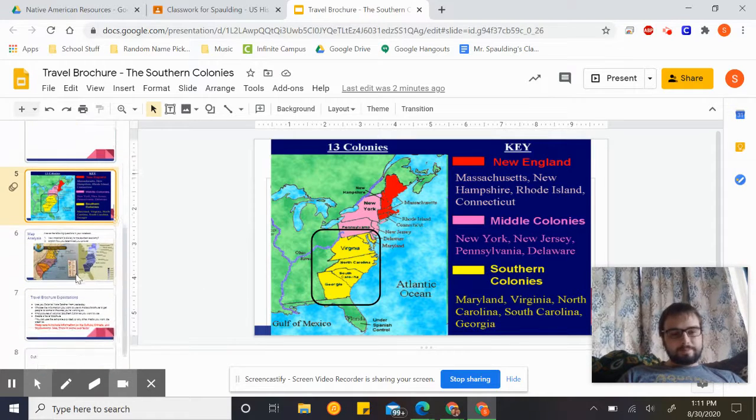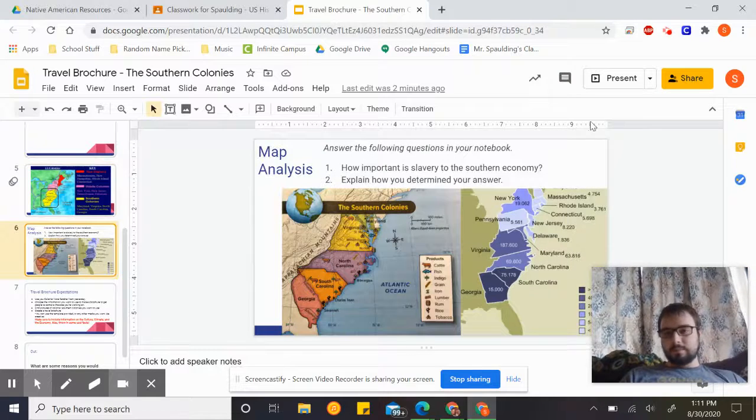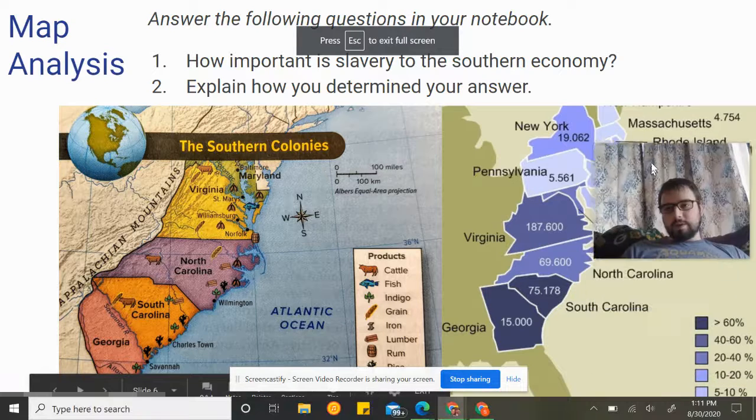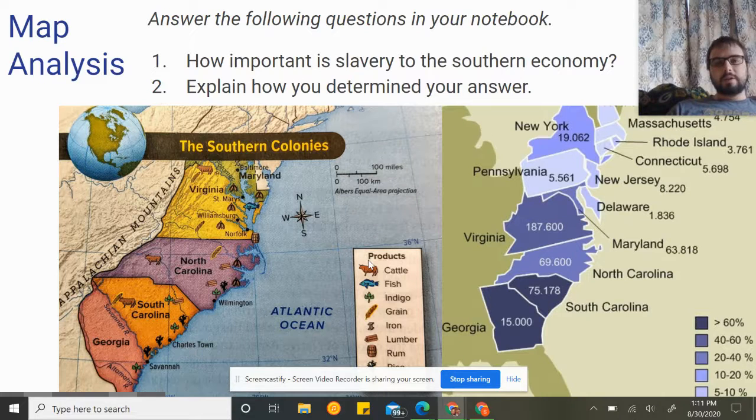All right, we're going to go ahead and take a look at that map analysis. Make this nice and big for you guys. Let's see if I can put myself up out of the way here. Perfect. Okay, so answer the following questions in your notebook, and you can do this in the classwork section of your notebook for today. How important is slavery to the Southern economy?